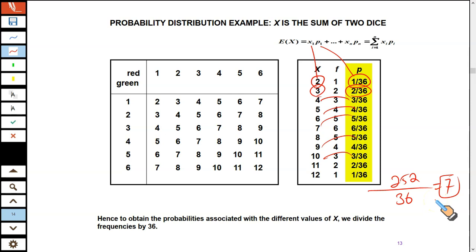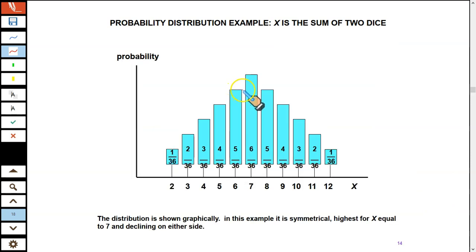And if you see the graph, let me show you. The graph confirms that, and shows you 7 as the highest value, the most likely outcome.